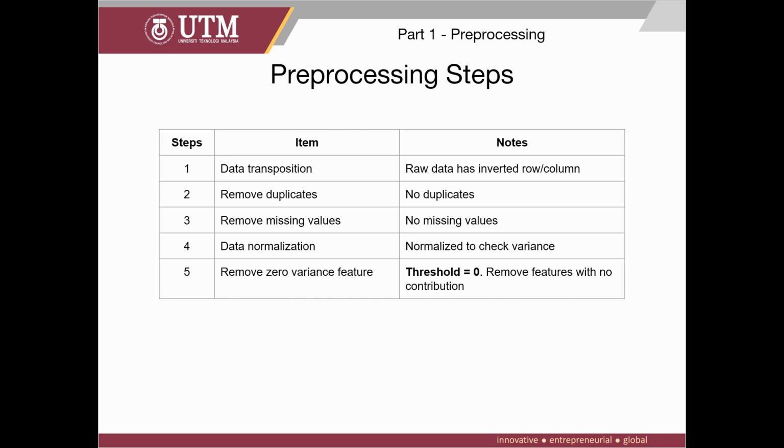In step 5, I have used the variance threshold function to remove 0 variance feature. This time I have updated the threshold to 0 to remove only the features with no contribution. Last time I have used a threshold of 0.005 and according to doctor I have checked again. So this time I have used threshold equals to 0 so that no too many features are removed.